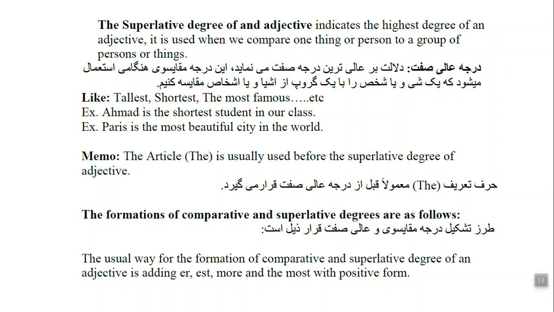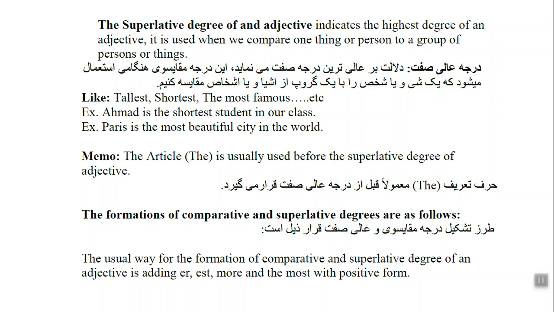The article "the" is usually used before the superlative degree of an adjective. حرف تعریف ده. It's mentionable that the article is usually placed before it. For example, the most famous city in the world is Paris. Okay, the formation of comparative or superlative degree is as follows.